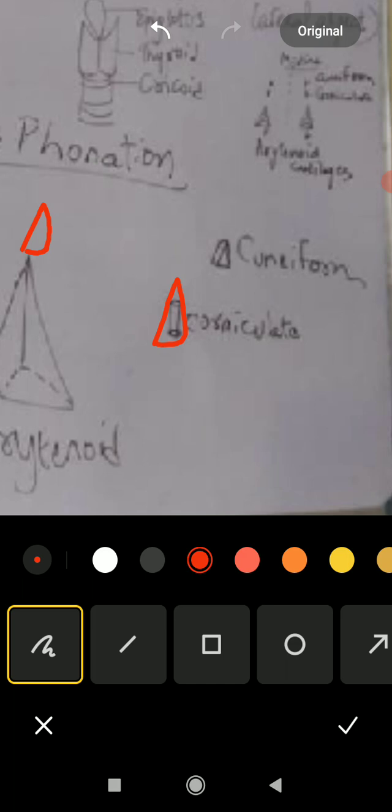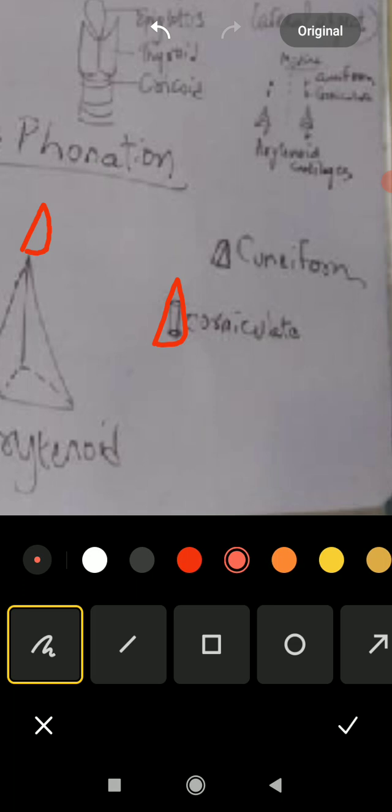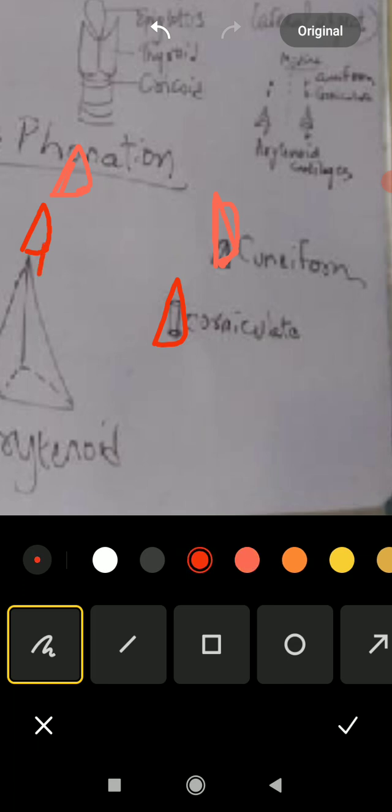Next, the cuneiform cartilage is roughly like a rod or a wedge-shaped cartilage. This cartilage is present next to the corniculate cartilage. This cuneiform cartilage is also present within the fold of mucous membrane called the aryepiglottic fold.